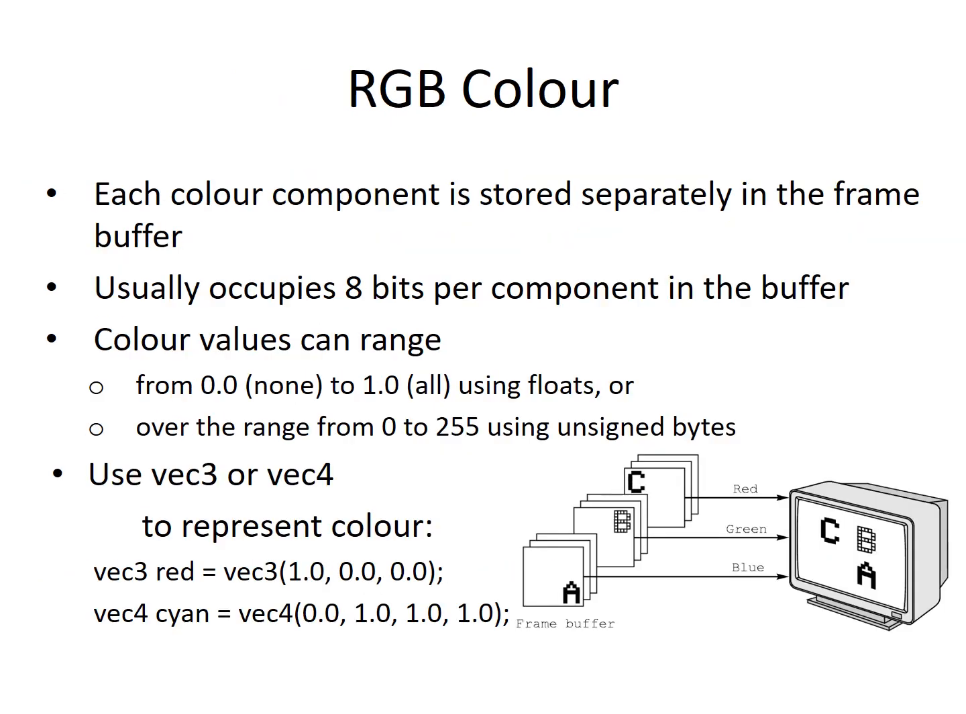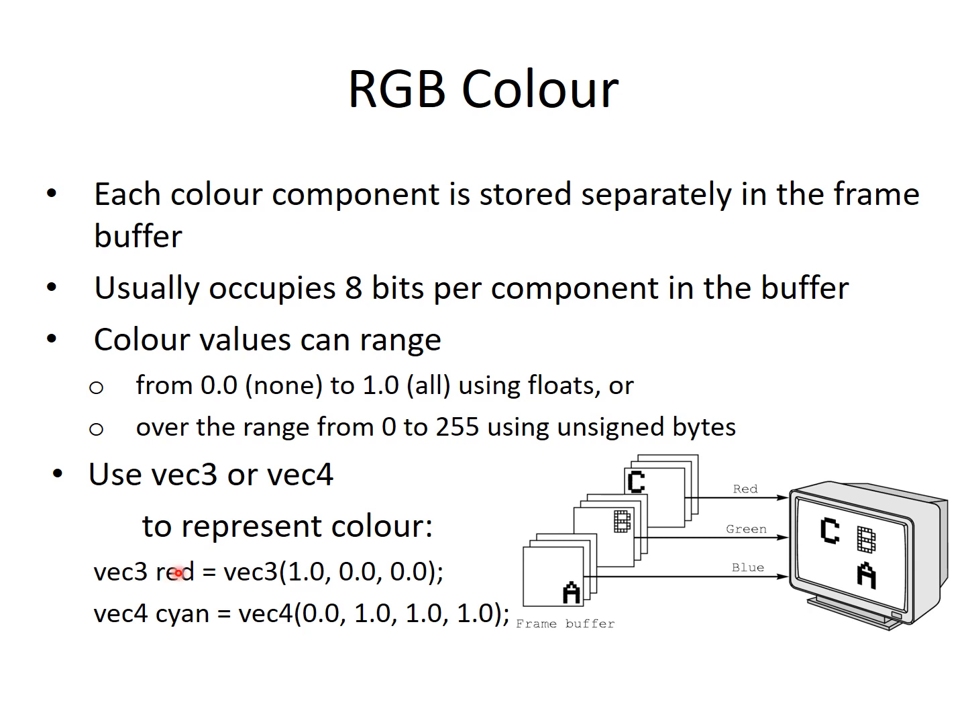Coming back to the color attribute, there are three components of color: the red, green, and blue component known as RGB color. Each color component is stored separately in the frame buffer and usually occupies 8 bits. That is, there are 8 bits per color component. Color values in each component can range from 0.0 to 1.0 using floats, or over the range of 0 to 255 using unsigned bytes. We can use vector3 or vector4 to represent color.